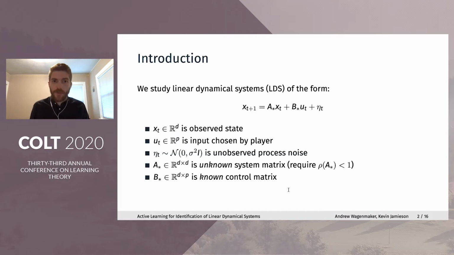So in this work, we're going to be looking at linear dynamical systems with observable state of this form: x_{t+1} = A* x_t + B* u_t + w_t. Here x_t is some observed state, u_t is an input that we will get to choose, w_t is unobserved process noise, which we assume to be Gaussian, and A* is our unknown system matrix. This is the parameter we want to learn, and we assume this is stable, meaning the spectral radius is less than 1. And then B* is the control matrix. In this paper, we're going to assume this is known.